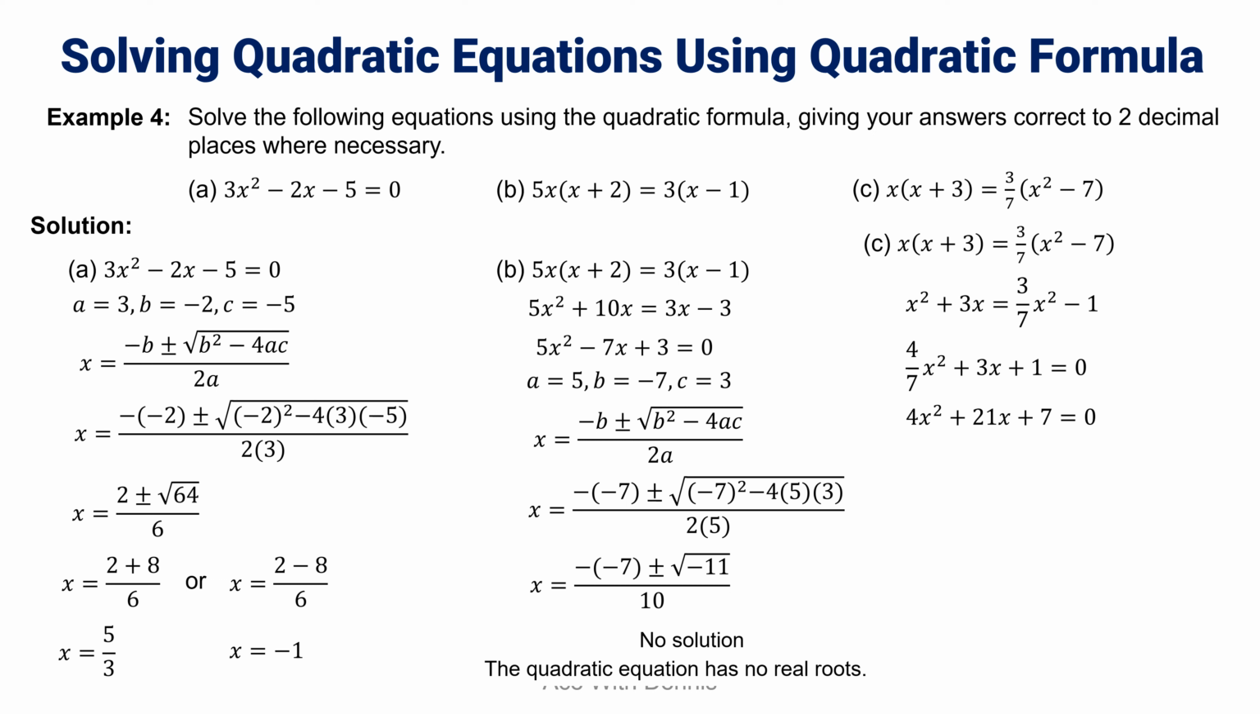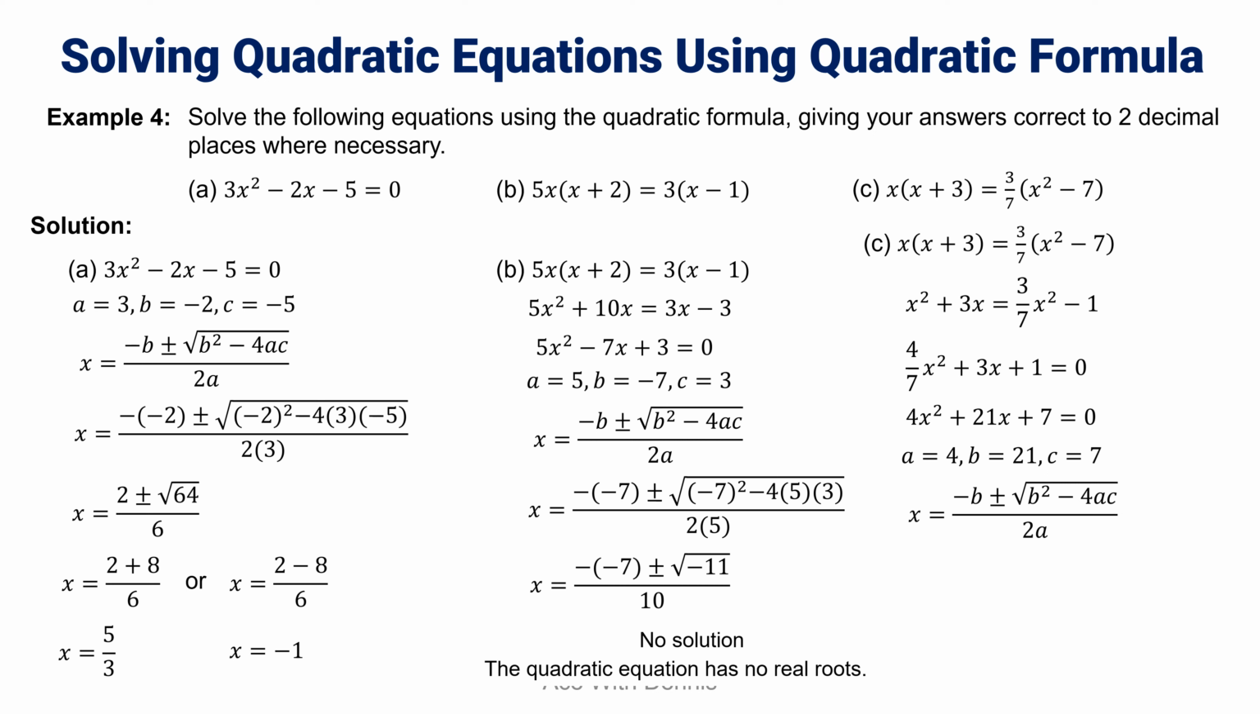Then, since I don't like the fraction, the coefficient of x squared is a fraction. So what I have to do is multiply by 7 throughout the whole equation. So the equation becomes 4x squared plus 21x plus 7 equals 0. So it is in the form of ax squared plus bx plus c, where a equals 4, b equals 21, and c equals -7.